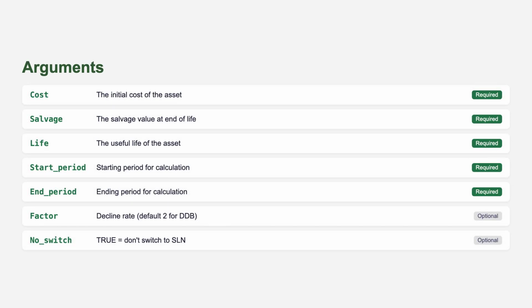Cost is the initial cost of the asset. Salvage is the value at the end of its useful life. Life is the useful life of the asset. Start period and end period define the range for calculation. Factor is an optional decline rate, defaulting to 2 for double declining balance. And no switch, when set to true, prevents switching to straight line depreciation.